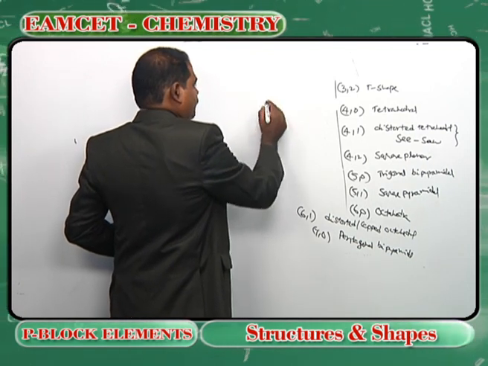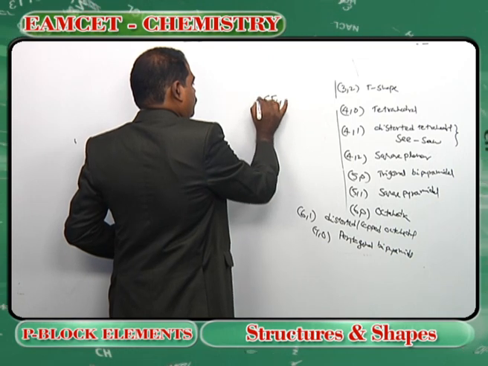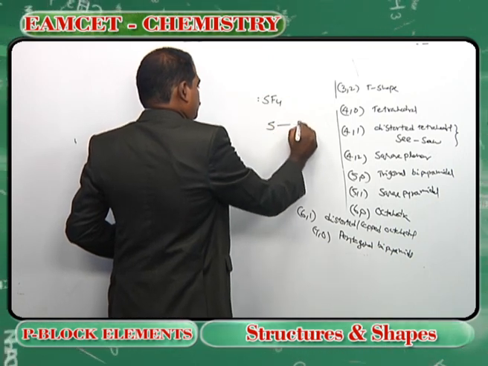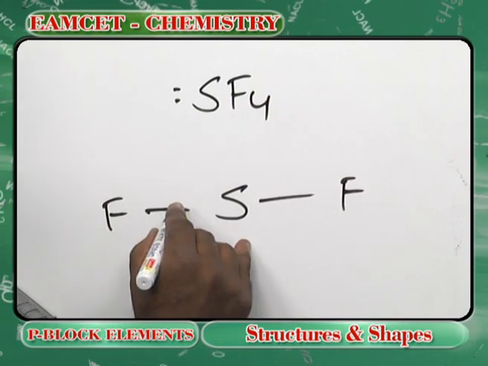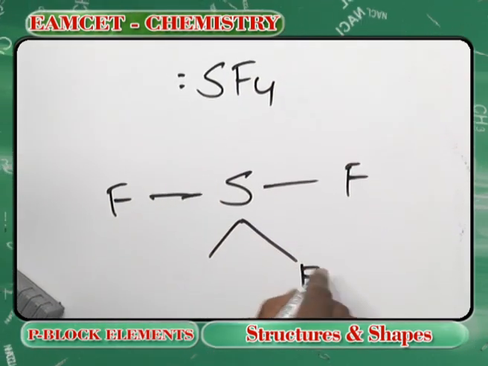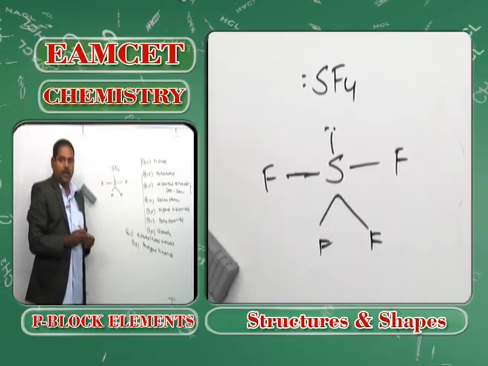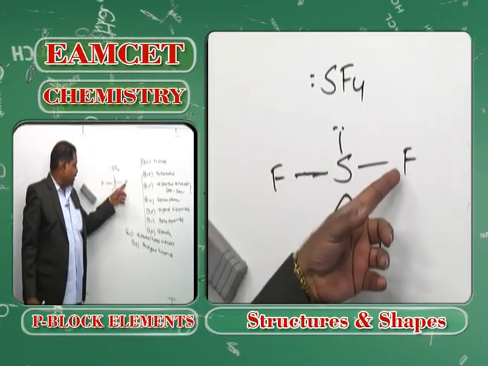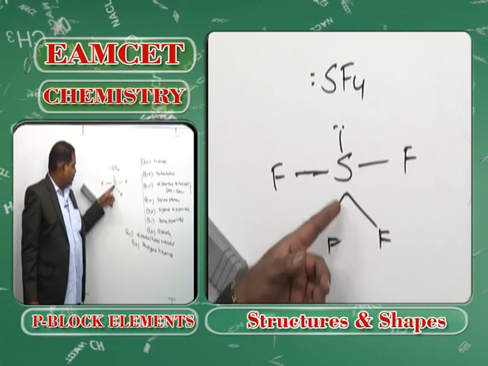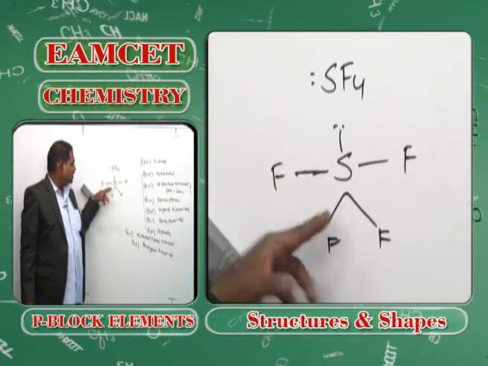Distorted tetrahedral, you will find in SF4: 4 bond pairs, 1 lone pair. So you have 2 fluorines in a straight line and 2 fluorines arranged like this in a V, and of course there is a lone pair. So this is called distorted tetrahedral or seesaw.